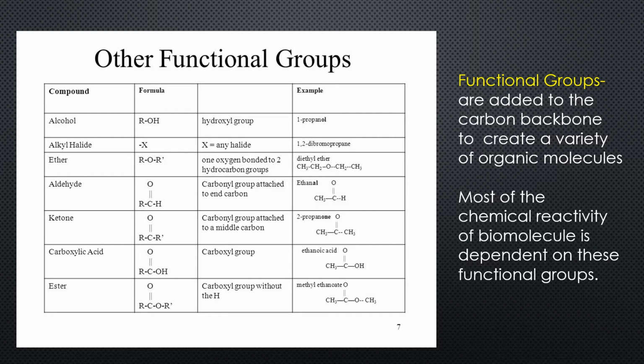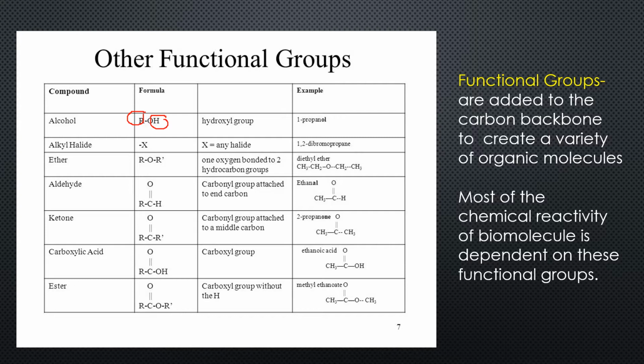But then we add what we call functional groups to make a huge variety of organic molecules. And most of the chemical reactivity of a biomolecule is dependent on these particular functional groups. So in our chart here, R is just going to stand for our carbon chain, or that carbon backbone. And we can add any of these functional groups. If we add an OH on the end of our carbon chain, we have what's called an alcohol. And y'all are familiar with that.